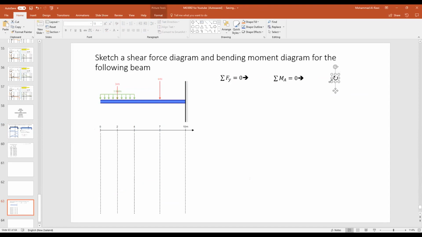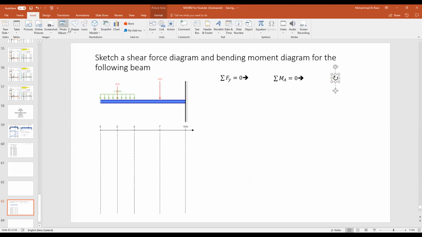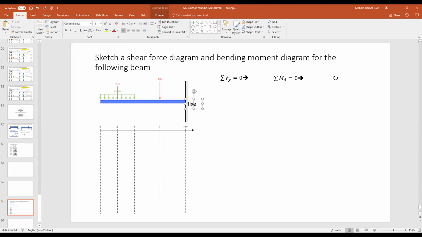So this is a cantilever, which means one end is fixed. We always need to write this, just showing you this end is fixed, and the other one is free. So this end is free. All right, two ends, one is free and one is fixed. My recommendation for you guys in this kind of questions, always start from the free end when you draw the shear force and bending moment diagrams.